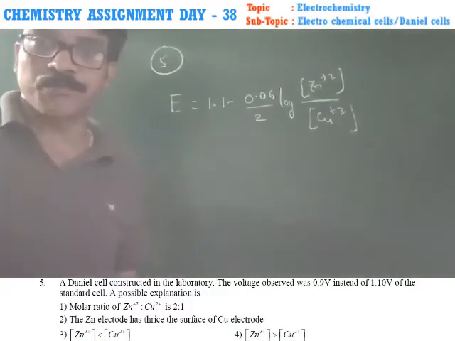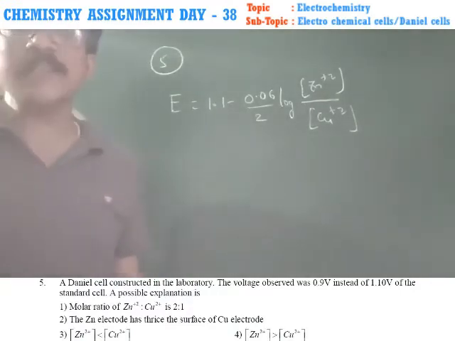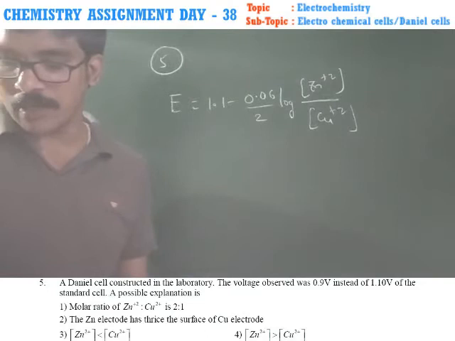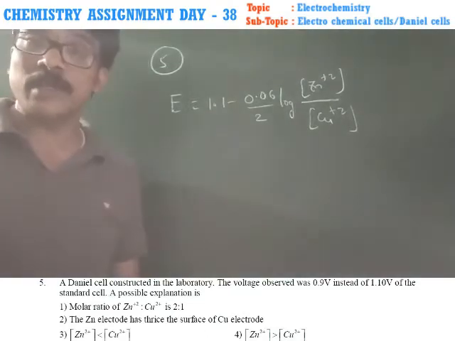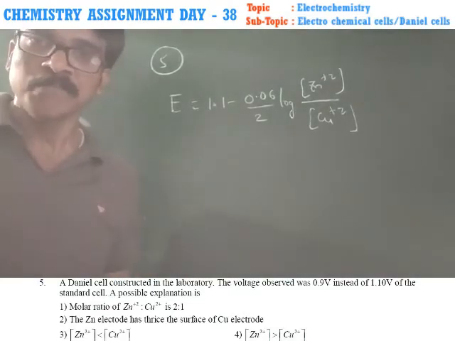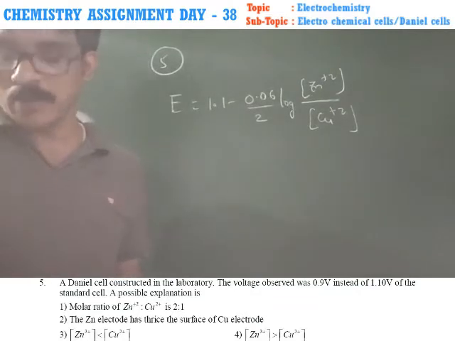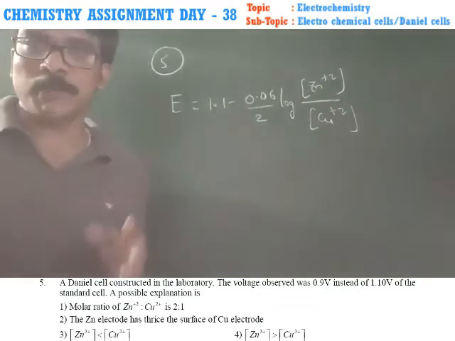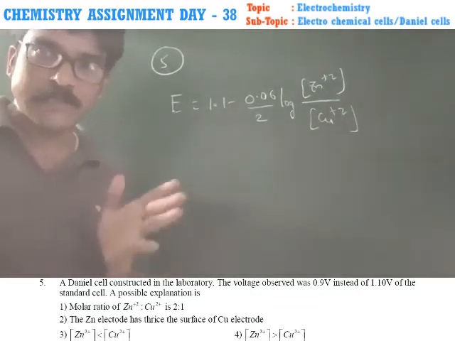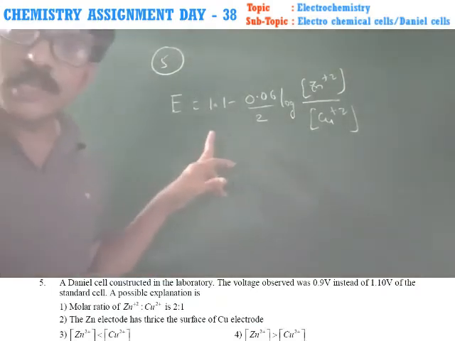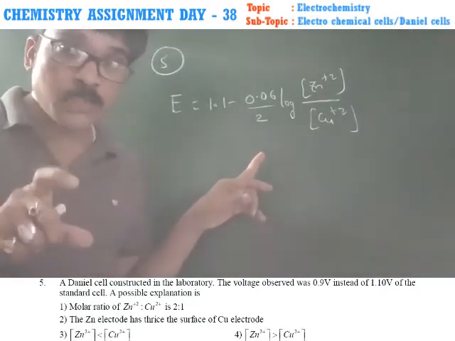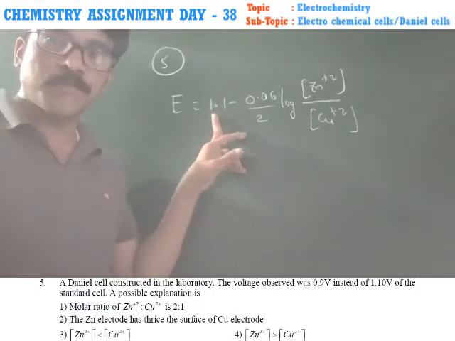Question number 5. Given a Daniel cell constructed in a laboratory, the voltage observed is 0.9 instead of 1.1. What is the possible explanation for this? Actually in a Daniel cell, the observed voltage is 1.1.